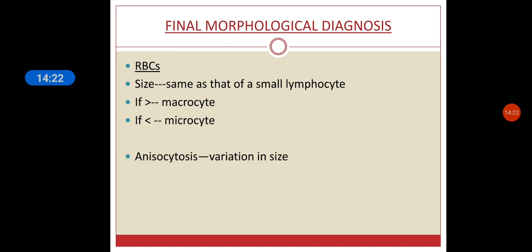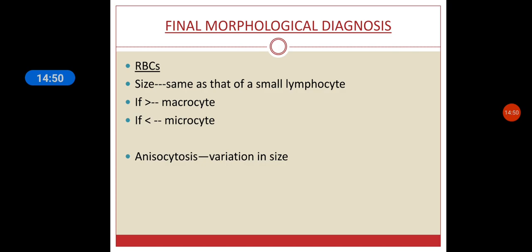Okay, so the final diagnosis will be, if the RBCs are small, ideally what is the size of an RBC? It is the same as that of the nucleus of a small lymphocyte. That is how you compare the size of the RBC. So if it is a macrocyte, obviously the size of the RBC will be more. If it is a microcyte, the size will be smaller.